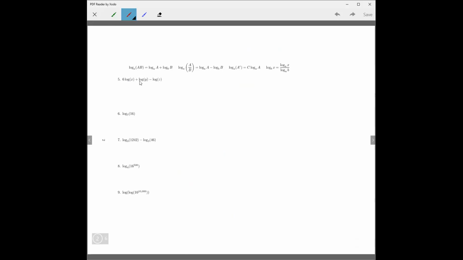Okay, let's look at number 5. 6 log x plus log y minus log z. You're supposed to combine that into one logarithm. And I guess that's just the same as what we just did. So first of all, you want to take the powers up. Do that first.